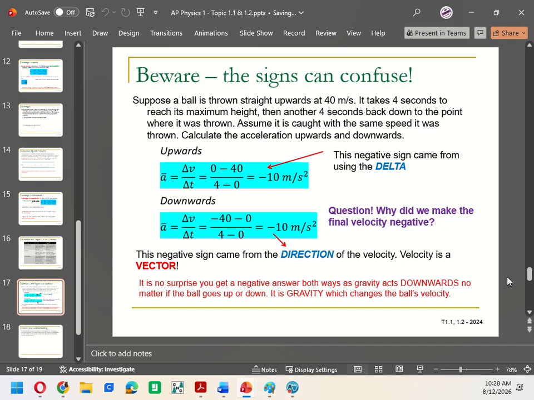Okay, the negative sign came from using the delta for the first one, going upwards, but downwards, the negative sign came from the direction of the velocity. Velocity is a vector. It is going down. So you get a negative answer both ways, as gravity acts downwards no matter if the ball goes up or down. It's gravity which changes the ball's velocity.